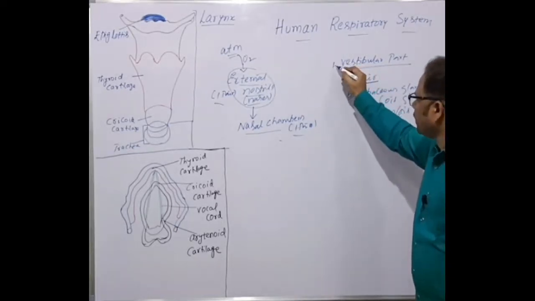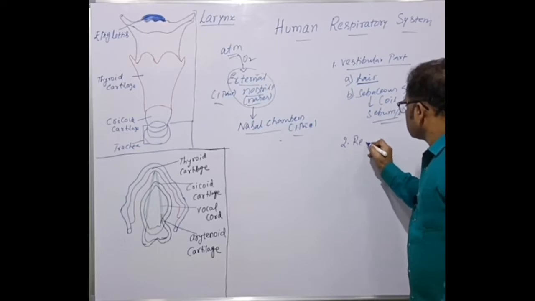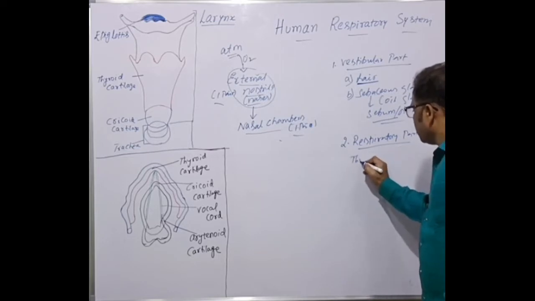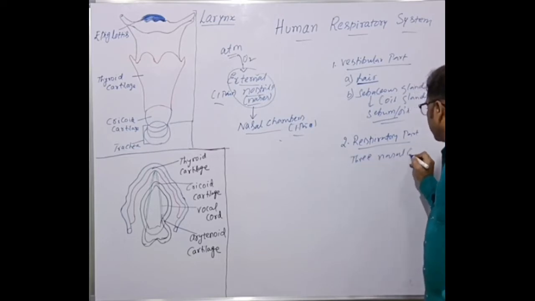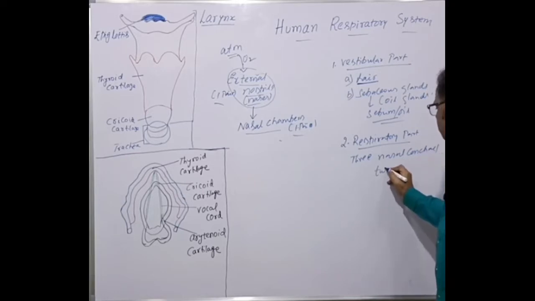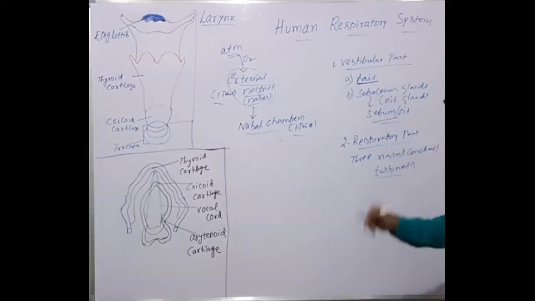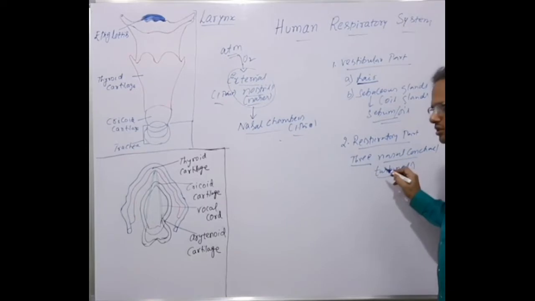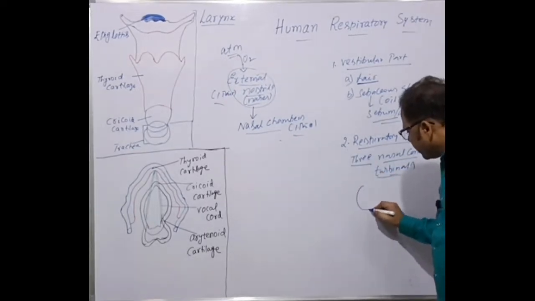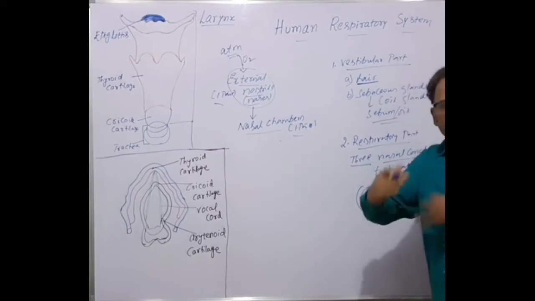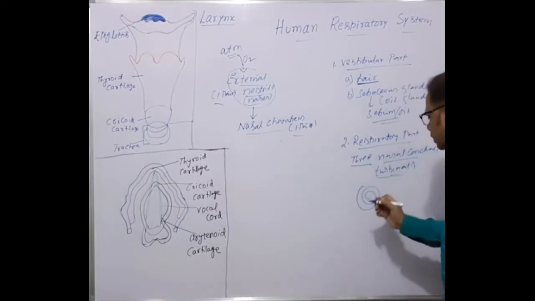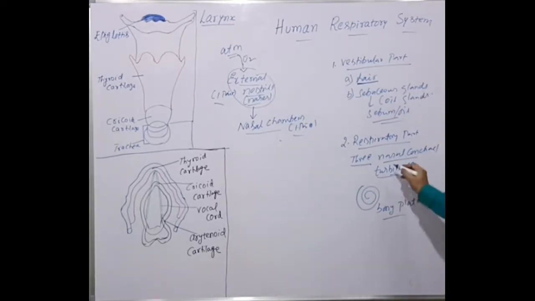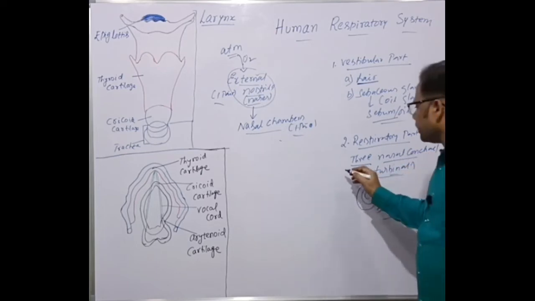Okay, vestibular part. Next one is the respiratory part, which contains the three nasal conchae, also called turbinals. They are twisted. How many? Three nasal conchae are there. What is meant by twisted here? Just like a watch spring, they are twisted around each other. So three bony plates twisted around each other are called nasal conchae or turbinals.